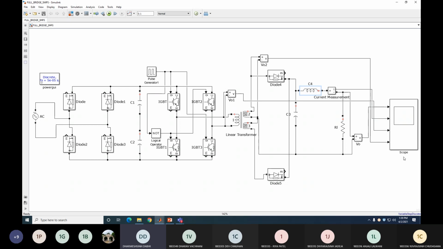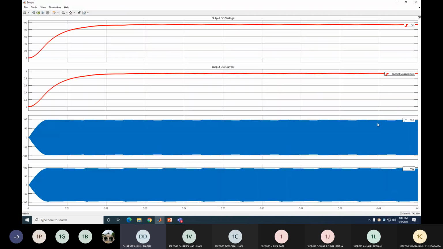Let's run the simulation. Again, I have measured the first parameter, the voltage across the load side. Second is the current flowing through this load resistance. Third one is the primary winding voltage, this one. And fourth one is the secondary winding voltage. Same as the half-bridge SMPS. So let's run the simulation and observe the waveform.